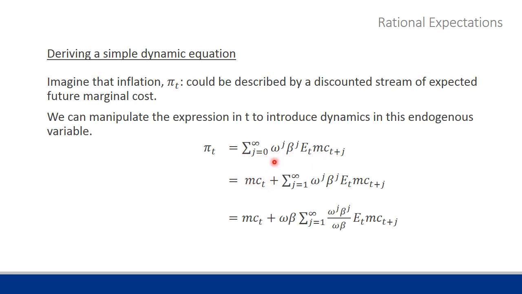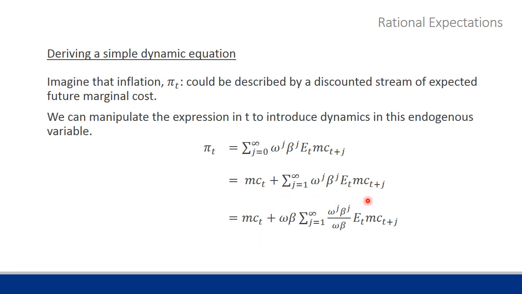Remember, if j is equal to 0, omega to the 0 is 1, beta to the 0 is 1, and j is 0, so we just have marginal cost with subscript t. We lose the expectations parameter because the expectation in period t of marginal cost in period t is itself. It's been realized by now. So we can rewrite that a little further, so that pi t is equal to the marginal cost times t. This is the case of j is equal to 0.